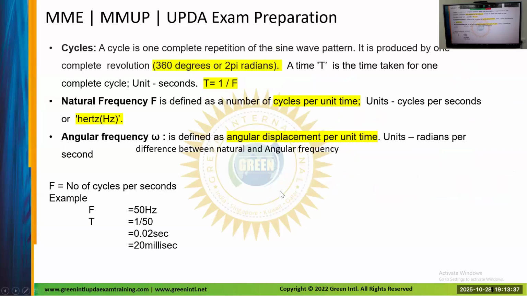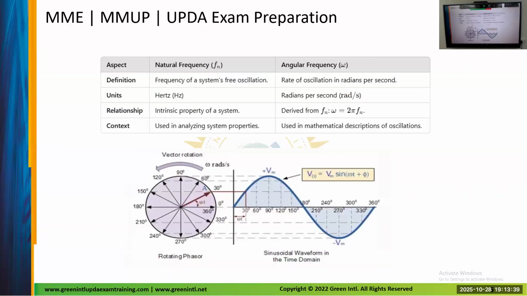So where do we get the DC voltage? We get DC voltage in the battery, or simply we use the word cell, or we get the DC voltage in the solar panel. Where do we get the AC voltage? We get the AC voltage in the alternator.